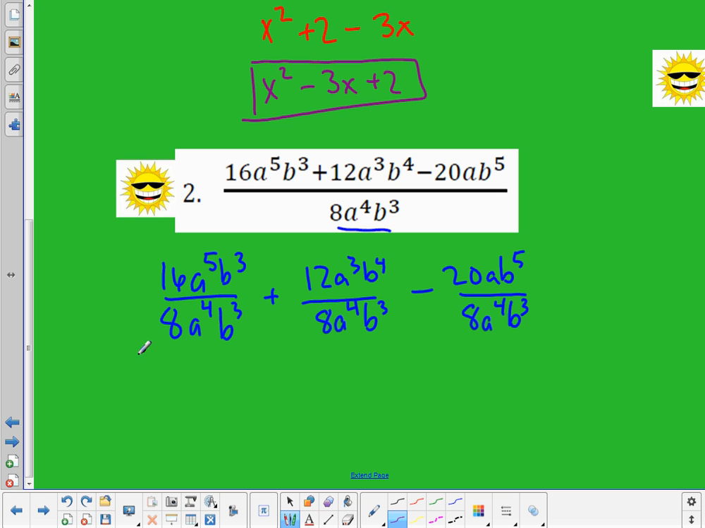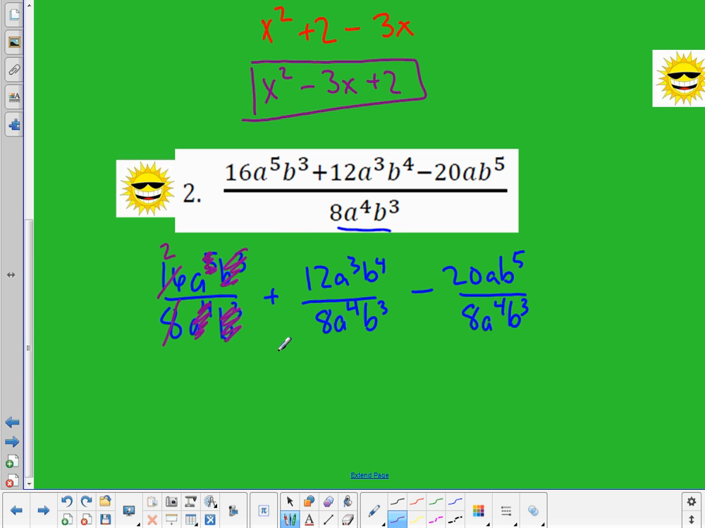So now let's simplify. 16 divided by 8 gives me 2. A to the 5th over a to the 4th, I can get rid of 4 of the a's, leaving me with 1 left on top. B to the 3rd over b to the 3rd, those are going to go away because it's a number divided by itself. Now, 12 can't be divided by 8 and leave you a whole number.